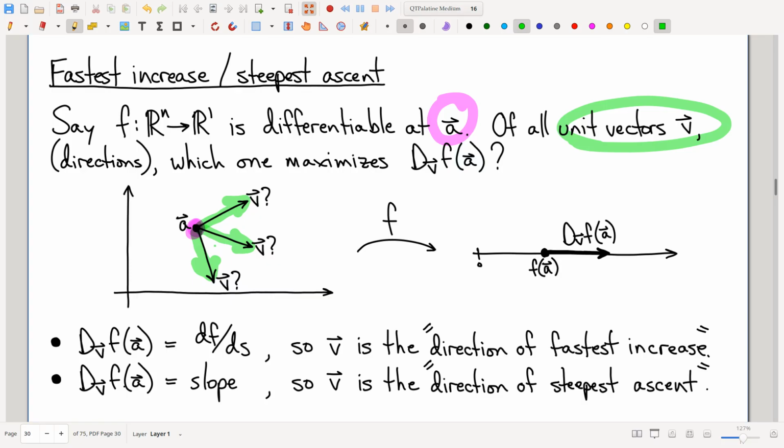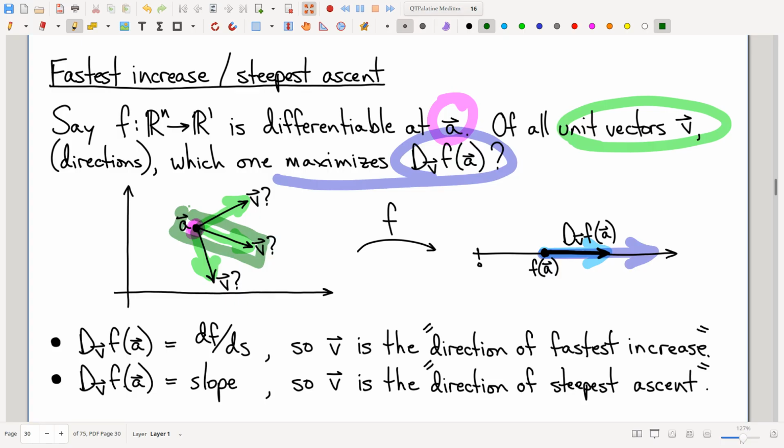Or said differently, I want the directional derivative to be maximized, right? So I want to figure out how to make that directional derivative as big as possible. Among all these different unit vectors, which direction do I go to get the maximum rate of change of, let's say, temperature? Does it seem like a reasonable question? Imagine you're out in the woods. You're cold. Which direction do you go to warm up? The natural question you want to ask. Okay, now I'll show you how to answer that question.